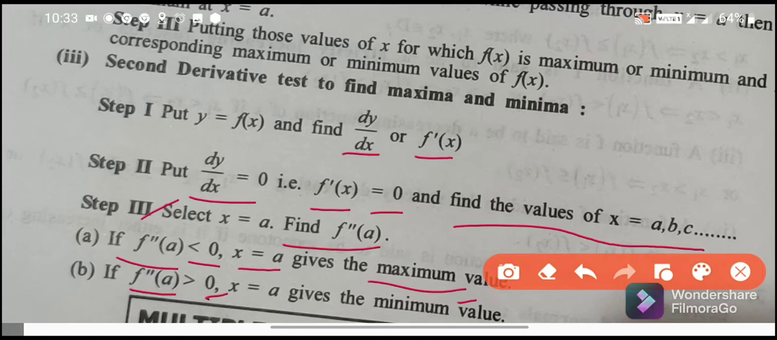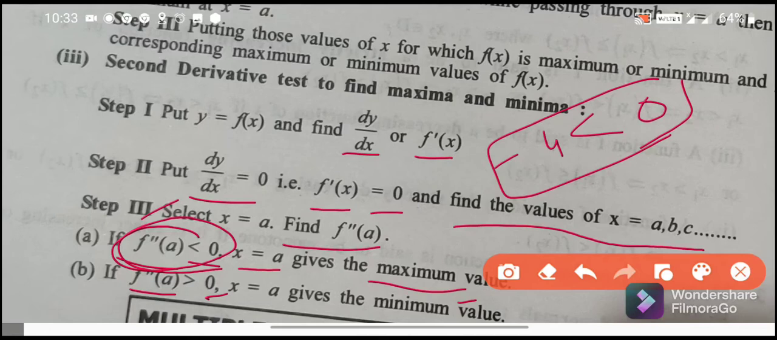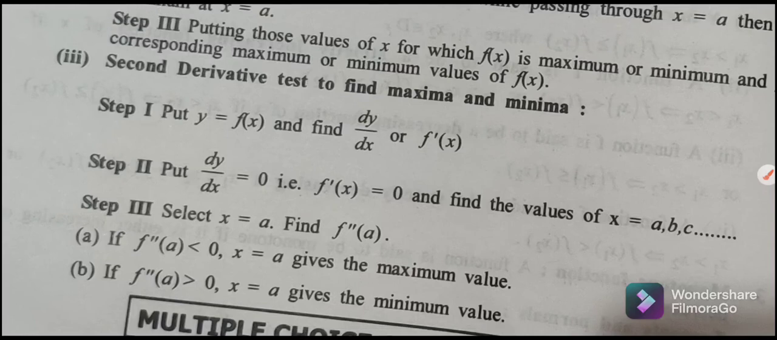In the second derivative test we will find out the second derivative. If the second derivative is less than 0, that is, its value is negative, minus 4 let us suppose, then it is a maximum value. And if f''(a) is greater than 0, like a positive value, then it is a minimum value. Now we will solve some MCQs to clarify these concepts more.